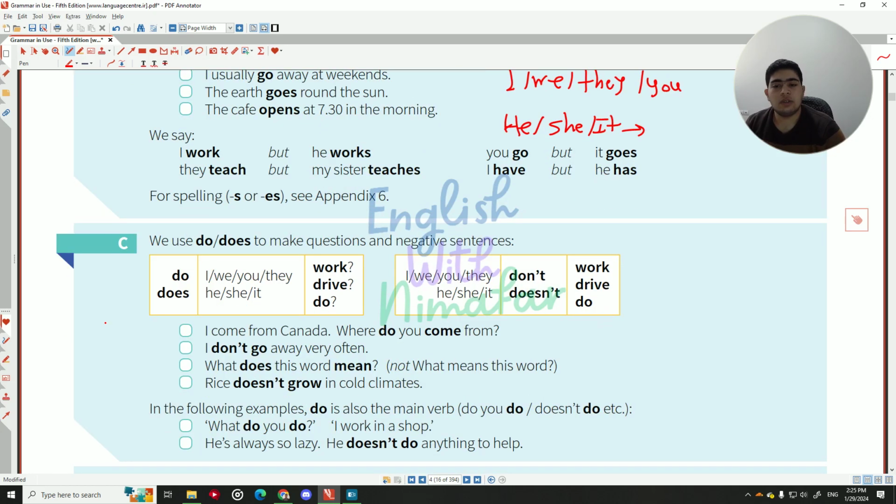We use do or does to make questions and negative sentences. Do or does. So for do, we say I, we, you, they. So do you work? It's like a question. Do you work here? Do they drive? For example, does he work? Or negative. He doesn't work. He doesn't work here. She doesn't drive, or something like that.